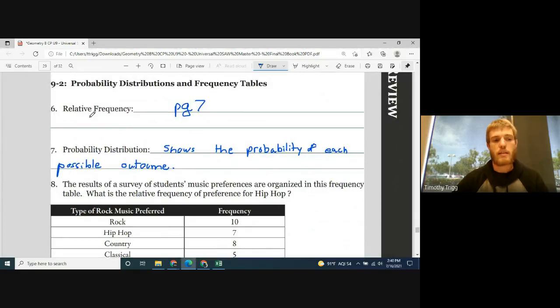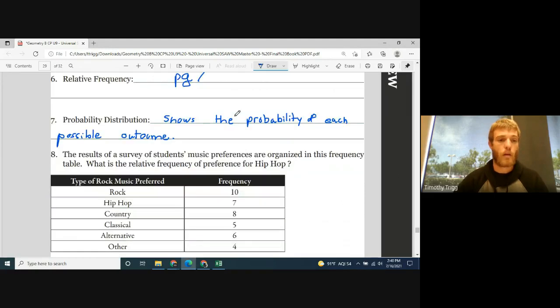For question 6, this definition, you can find it on page 7, relative frequency. We'll talk about what this means as we do some of the problems that involve relative frequency. But if you go to page 7 of the workbook, go ahead and find that definition there and copy it here. For number 7, probability distribution. It shows the probability of each possible outcome. So we're going to see problems that work with this, and I'll explain it as we go.